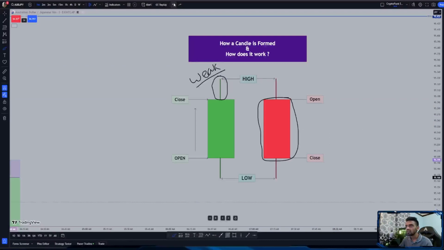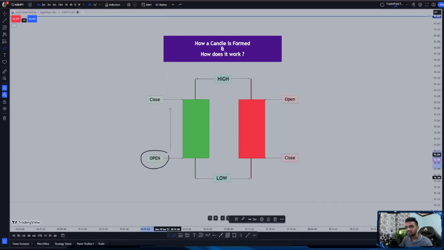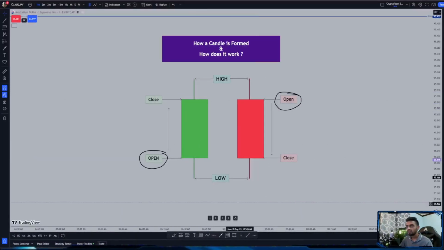So the four different parts or levels are: the candle opens at a certain level. In this case, a green candle always opens from the bottom, a red candle always opens from the top. Top means the upper portion of the body, that is where a red candle opens. What it means is, a candle opened, or a market opened at a certain price.